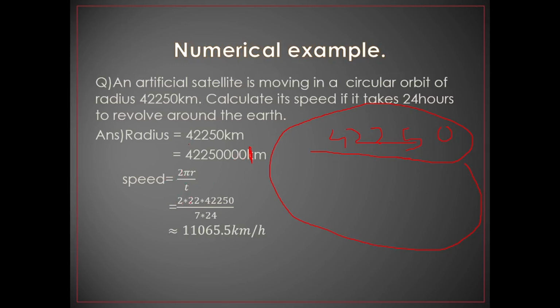So 2 into 22 into 42250, we took it in kilometers, divided by 7 into 24. So the approximate answer is 11056.5 kilometer per hour. The answer is in kilometer per hour.